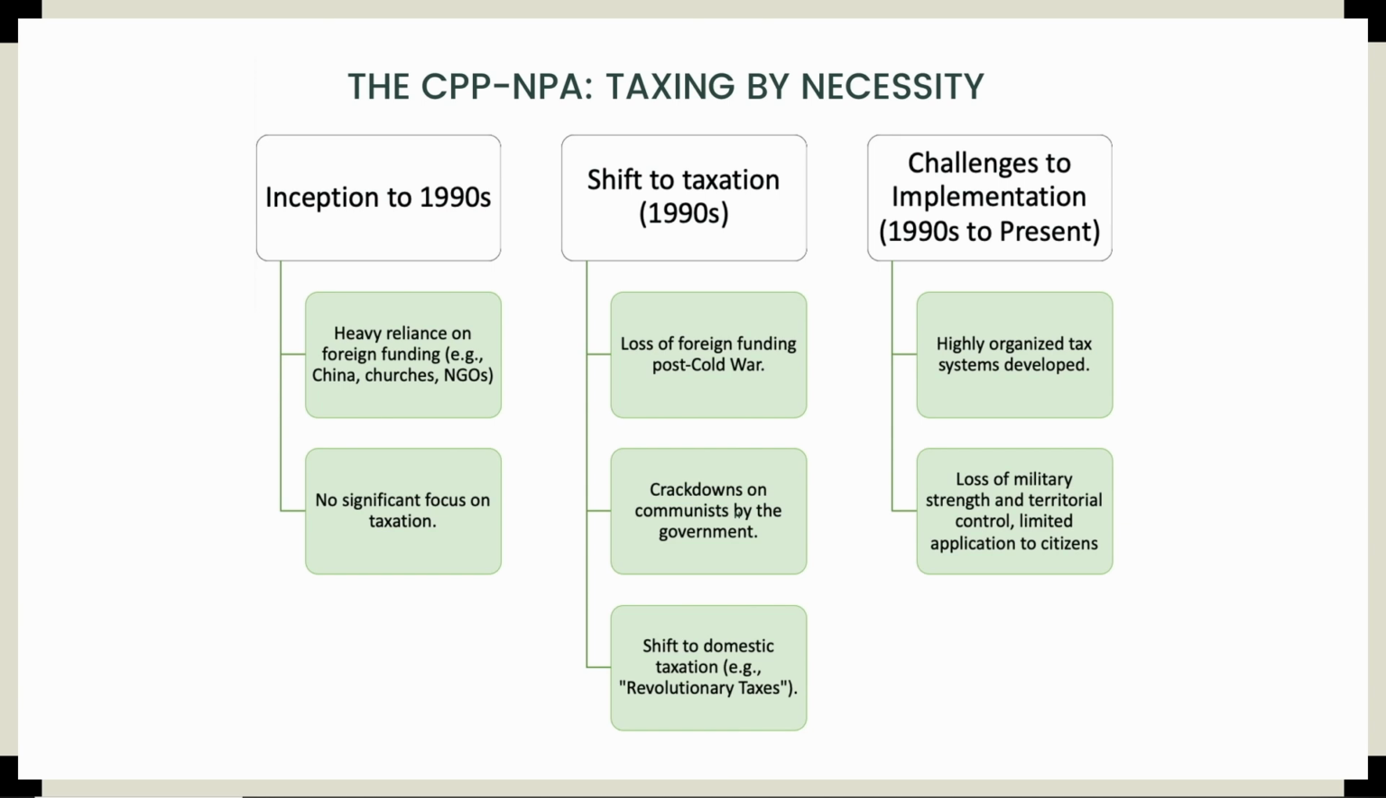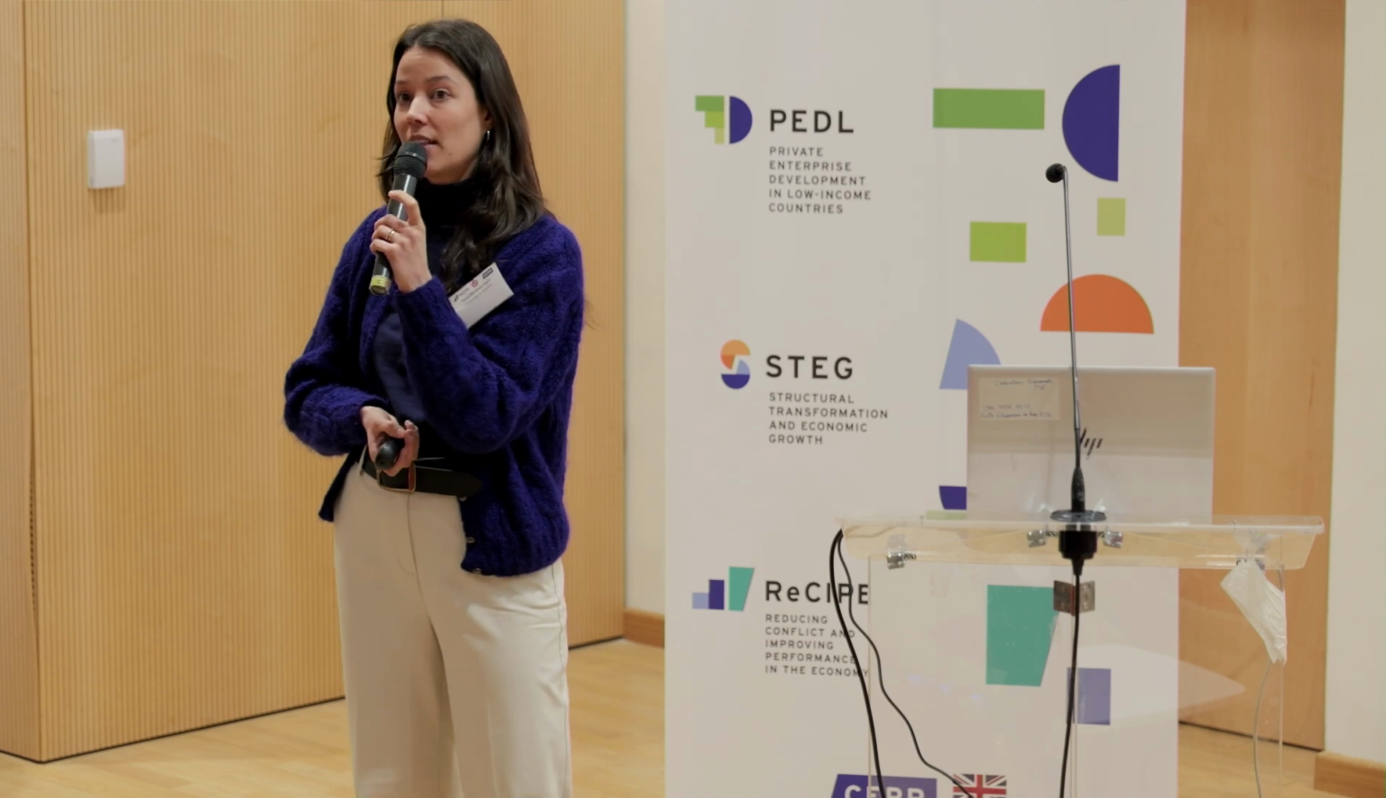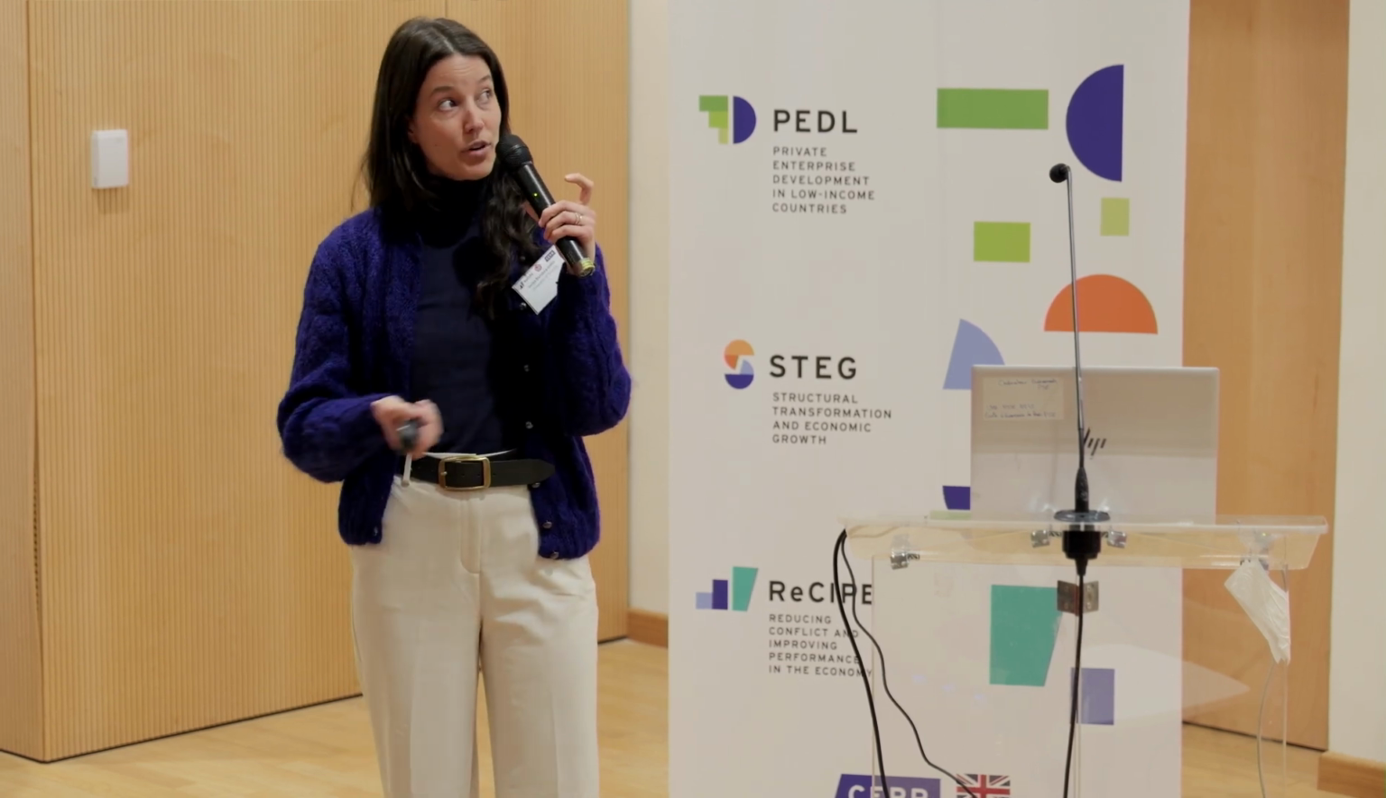There's a shift to taxation in the 1990s, and this happens after the end of the Cold War. They lose their funding from China, and there's crackdowns on communists by the government within the country, which persist to date. During this time, there's a shift to domestic taxation, and if anyone's familiar with the CPP-NPA, they are well known for their so-called revolutionary taxes. And this is a highly intricate and really hard to crack system by the government and foreign interventions. It's highly durable, and the CPP-NPA are super successful at collecting revenues from businesses and organizations, but less so on civilians.